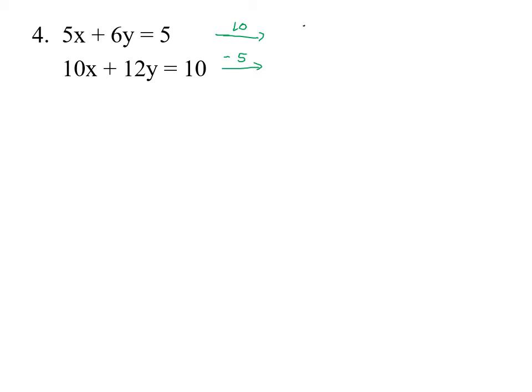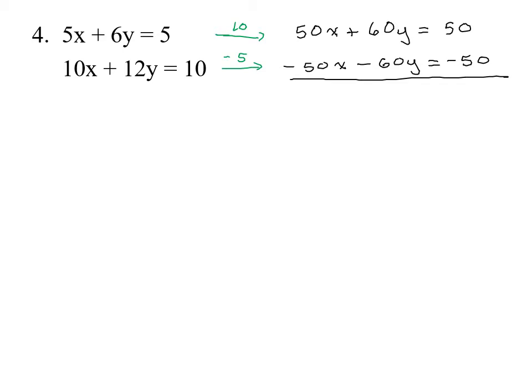And what we'll end up with is 50x and 60y equals 50 across the top one. On the bottom one, you'll end up with a negative 50x. 12 times 5 is negative 60. And I'll end up with negative 50. So not only do the x's cancel, the y's cancel, and the numbers cancel. Every single thing cancels. So on the left side, you're left with nothing. On the right side, you're left with nothing. This is a true statement.